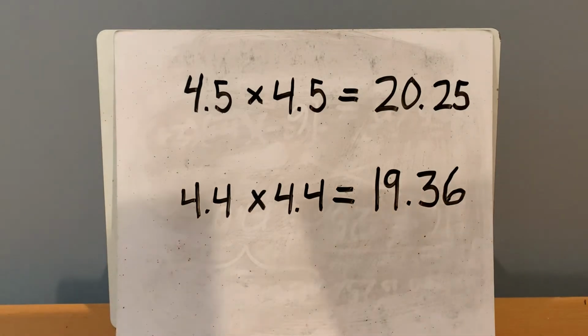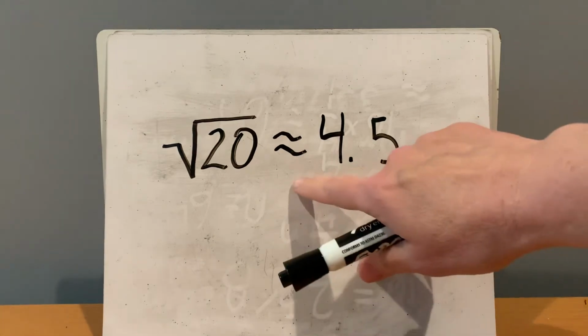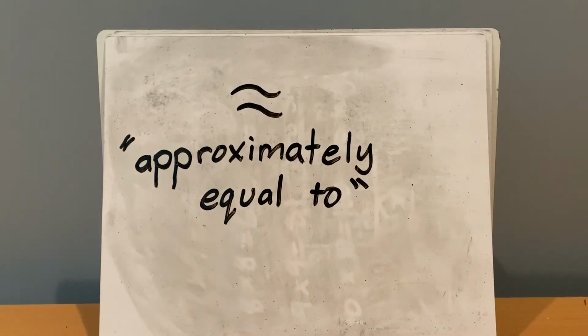So it would be like this. The square root of 20 equals approximately 4.5. Now you see this wavy equal sign? That wavy equal sign means approximately equal to.